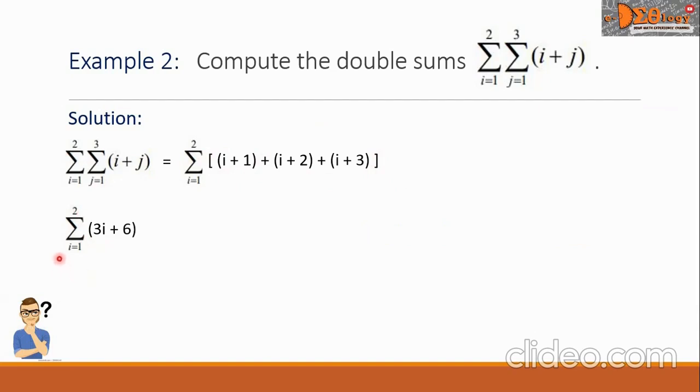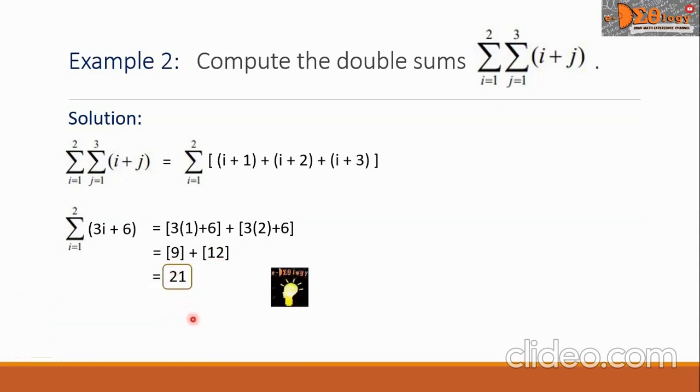Then let us evaluate this single summation. We're going to replace i by numbers from 1 to 2. So we have now 3 times 1 plus 6 plus the group 3 times 2 plus 6. When we simplify each group, it becomes 9 for the first group plus the second group is 12. 9 plus 12 is 21. This is the value of the double sums.